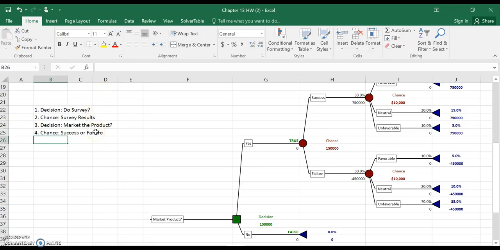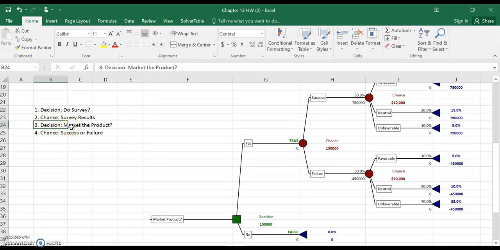Okay. And again, how do you know the difference between a decision and a chance? It is, do you have control over it? So you have control over whether or not to do the survey. You can decide we will do the survey or we will not do the survey. Once you've decided to do the survey, you have no control over the results of the survey. They are what they will be, okay? You don't get to decide, oh, we're going to get favorable results. If that happened, every business would be a multi-billion-dollar business, because you would get to decide everything, and of course you would always decide it in your favor.